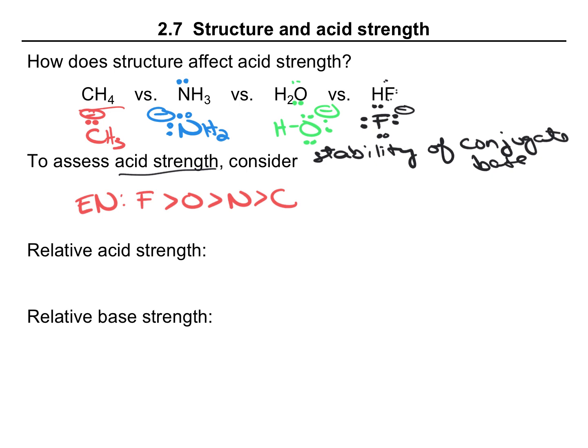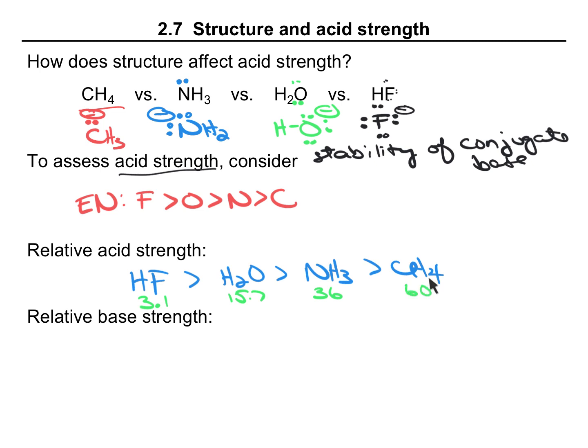That means then that in terms of relative acid strength, we know that HF is going to be the strongest acid, followed by water, followed by ammonia, followed by methane. And if you'd like to put a number to that, HF has a pKa of 3.1, water is 15.7, ammonia is 36, and methane is 60. So a significant difference in pKa values. And as we are comparing across the periodic table, the strength increases as the electronegativity increases.